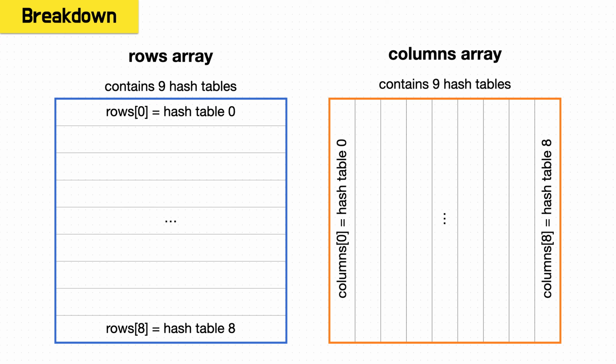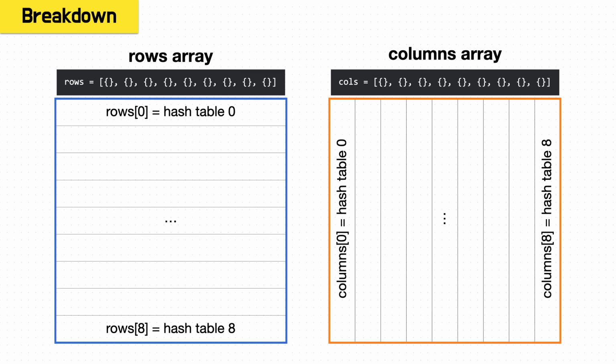So to track duplicates in rows and columns, we're going to use k hash tables. Or for a standard Sudoku board, 9 total hash tables for all the rows, and then an additional 9 hash tables for all the columns. And we're going to store these hash tables in arrays. So that's an array of 9 hash tables for rows, and an array of 9 hash tables for columns.